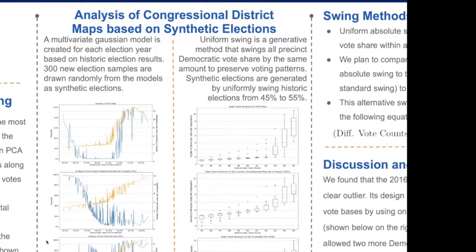As you can see, when the synthetic elections are between 47% to 52%, the percentile, the blue line, is close to 0%, and it's very stable. That means that as the Democratic vote share increases, the number of Democratic seats elected has not changed, compared to other ensemble maps.